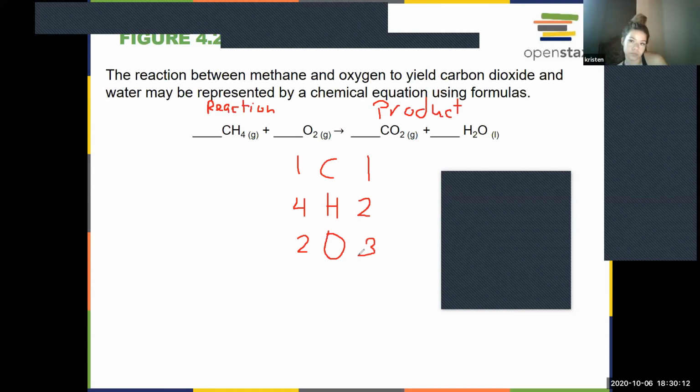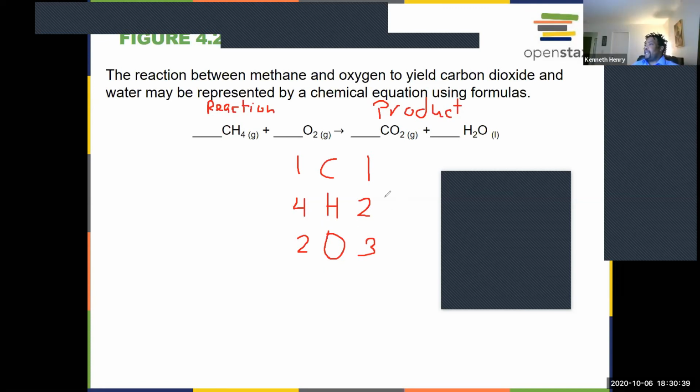No. Okay, so what do I need to do to balance it? Multiply it. Multiply which side by what? So let's start off with this one here. The C's are balanced, 1 and 1, they're looking good already. What about these hydrogens? I have 4 over here and 2 over here.